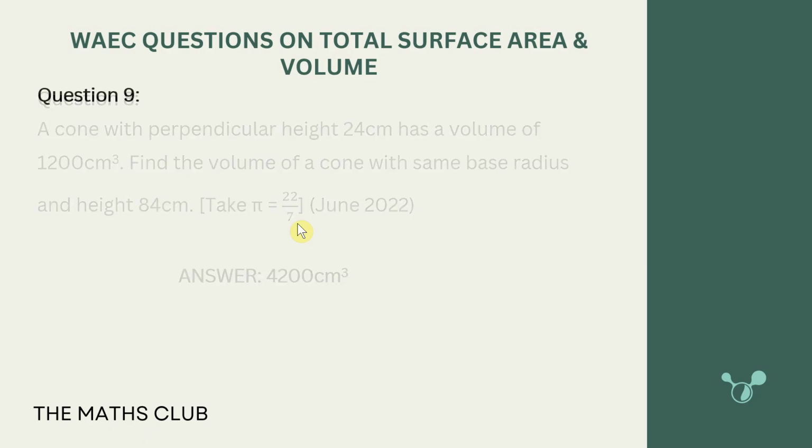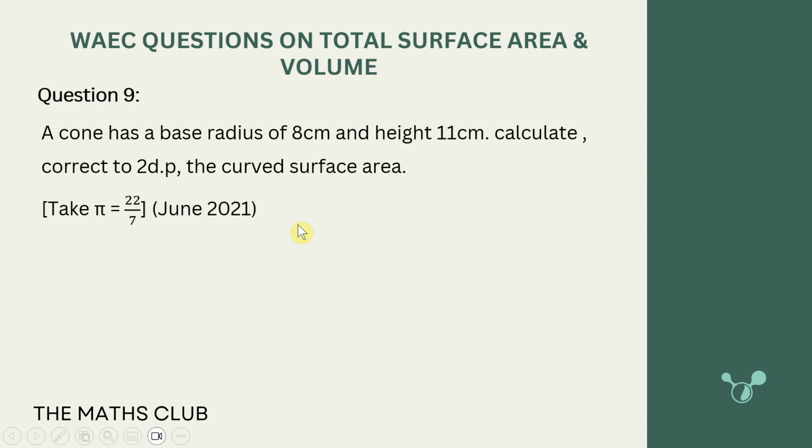Great. Question 9 now says that a cone has a base radius of 8 cm and height of 11 cm. Calculate, correct to 2 decimal places, the curved surface area. Take pi to be 22/7. This is from June 2021.